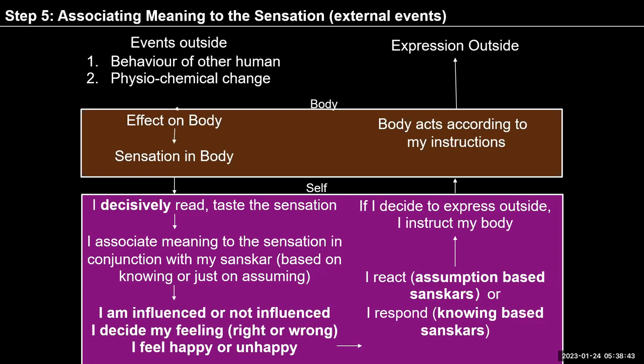So you can see that the way I associate meaning to the sensation that I receive causes happiness or unhappiness in me. For example, if somebody is using a foul word for me, and I'm able to see that this person is unhappy, this person is angry with me, and that's how he or she is using this foul word for me. And the other person requires some solace, some comfort. And that's how this situation can be resolved.